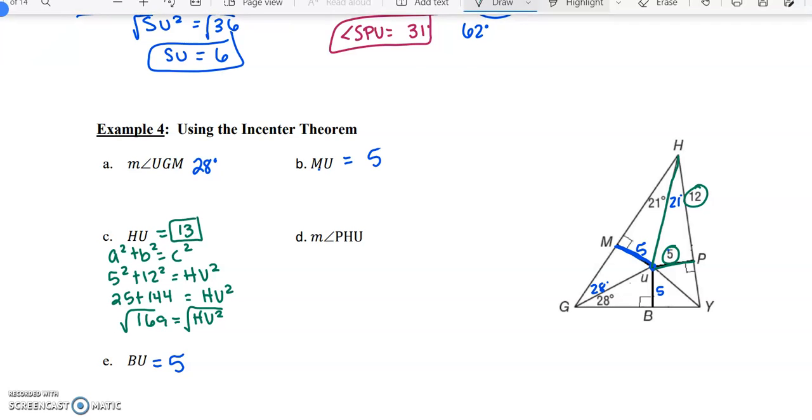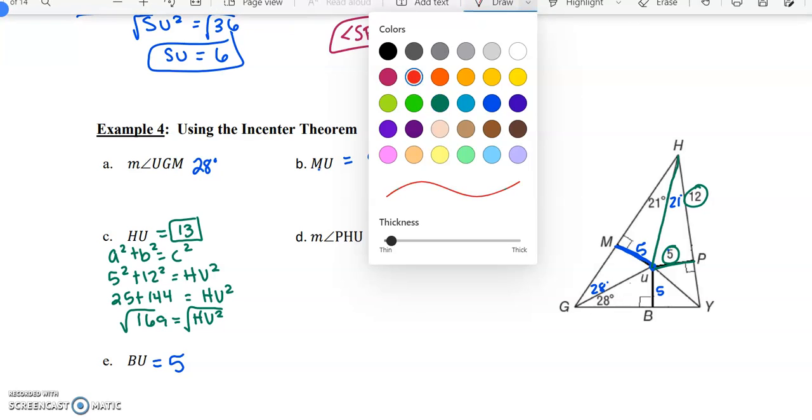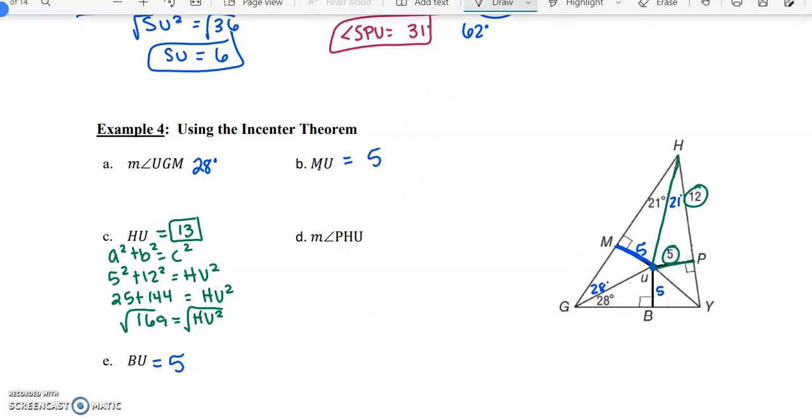And the last one is finding our angle PHU. PHU, this angle right here, which we already marked because we knew that it was being bisected, so it was 21 degrees.